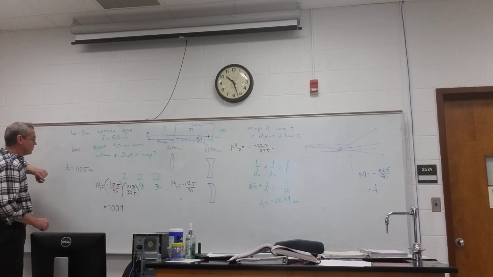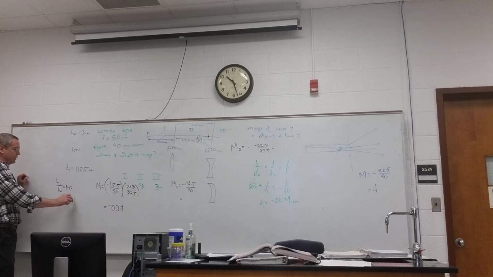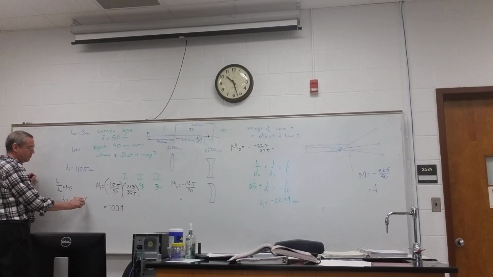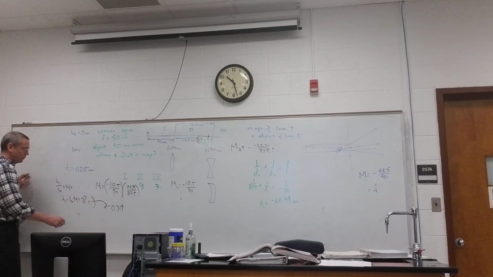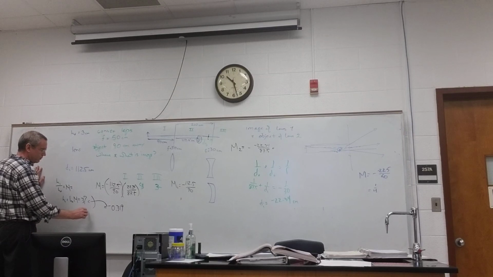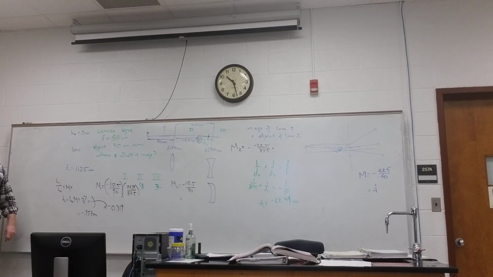And so since the original object was 3 centimeters tall there, H image over H object is equal to the magnification. So height of the image would be initial height times the magnification. So 3 centimeters times that. 579.957 centimeters. What does the negative mean? Inverted. Yep. And it's almost the original height.